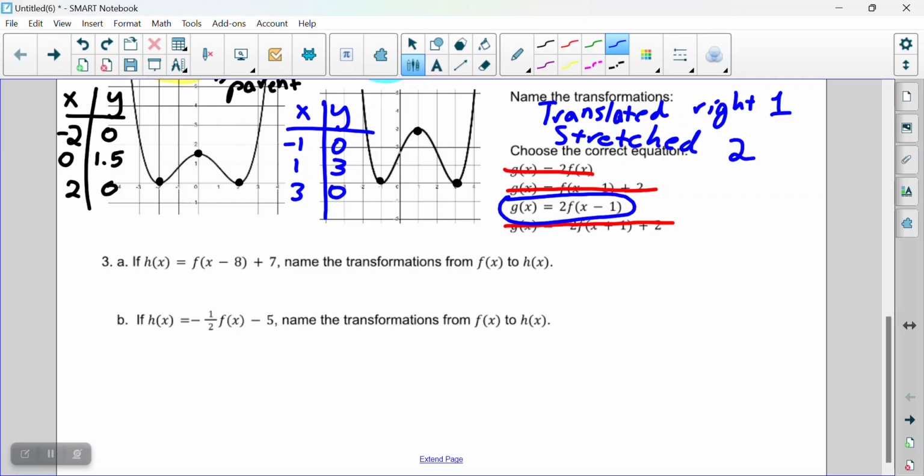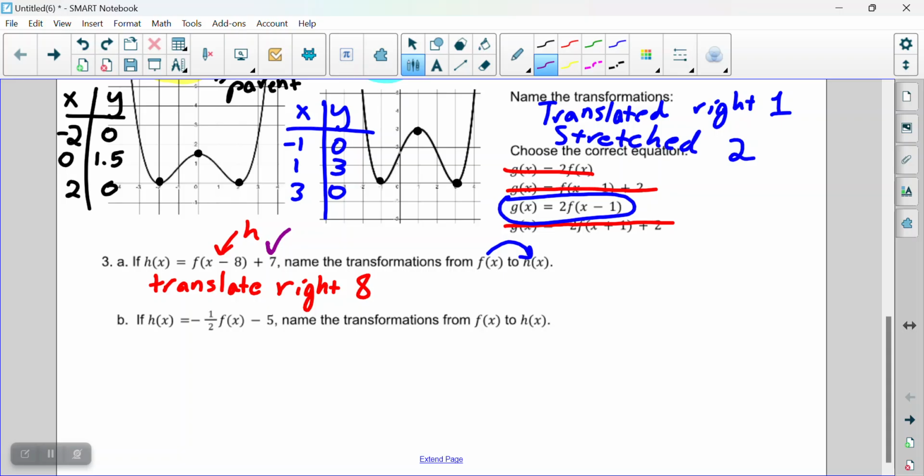Last part of this. What are the transformations from F to H? So I'm basically identifying these transformations. What do we got? I can color coordinate this. This will be your H. The H is a positive 8 that was plugged in because originally it already had the negative. So this would be a translate right 8.